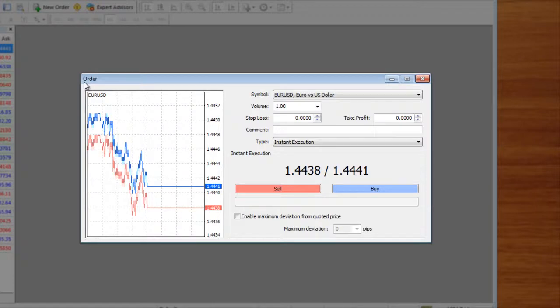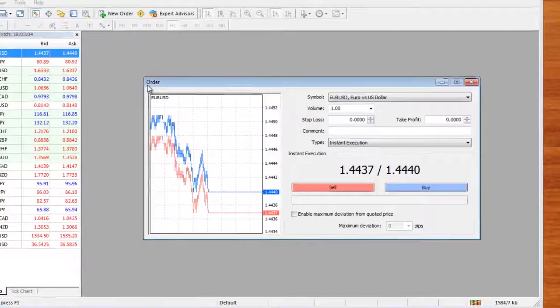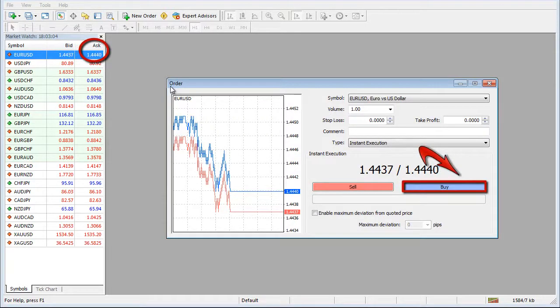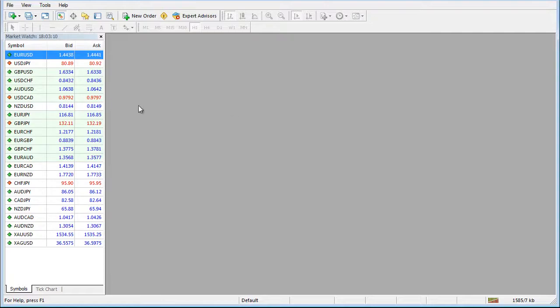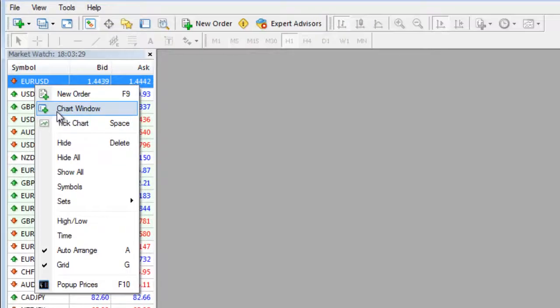Can you see that in the orders window, the sell button is on the left-hand side? Why? That seems strange. Well, no. For the reason that we now know that the bid price is actually our sell price. Using the same reasoning then, the buy button is on the right because it's making a reference to the ask price, which is the price we will get when we want to buy any particular pair. Great, we can now close down the order window and continue with the next command being the chart window.